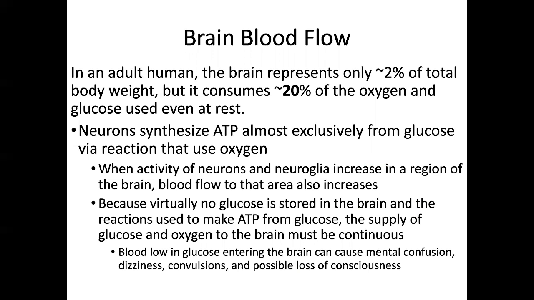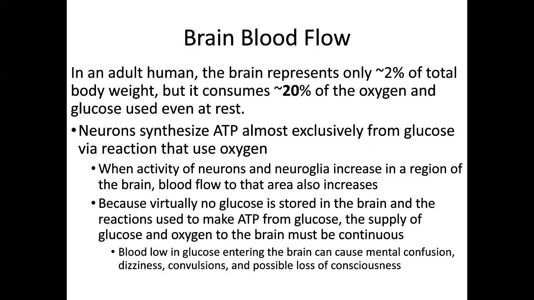Okay, and if you think about it, you don't survive very long without blood going to your brain. That's why, if you are strangled, it is only a matter of minutes before you pass out and then pass away. Okay. Well, why do we need to provide so much blood flow to our brain? This is because neurons synthesize ATP almost exclusively from glucose via reactions that use oxygen. In other words, neurons like to make their ATP aerobically.